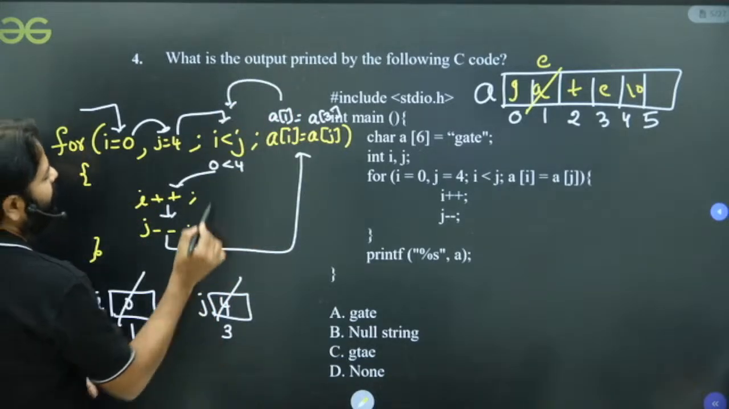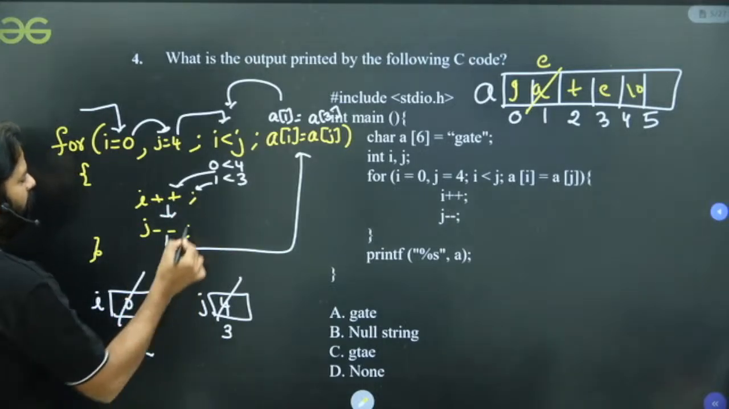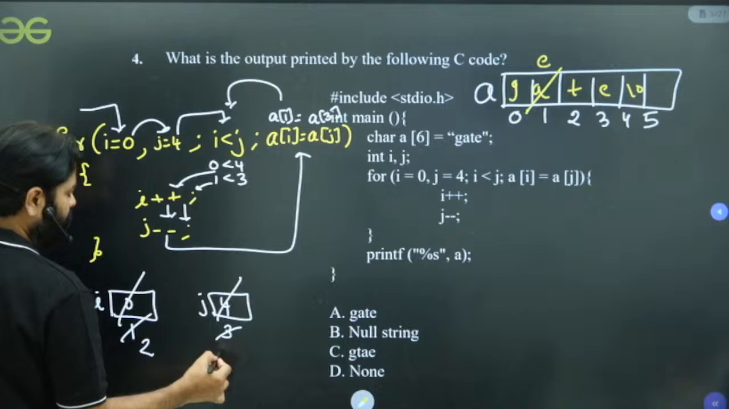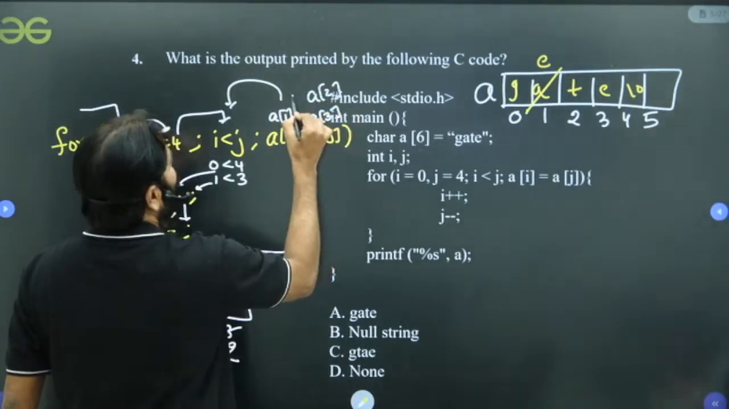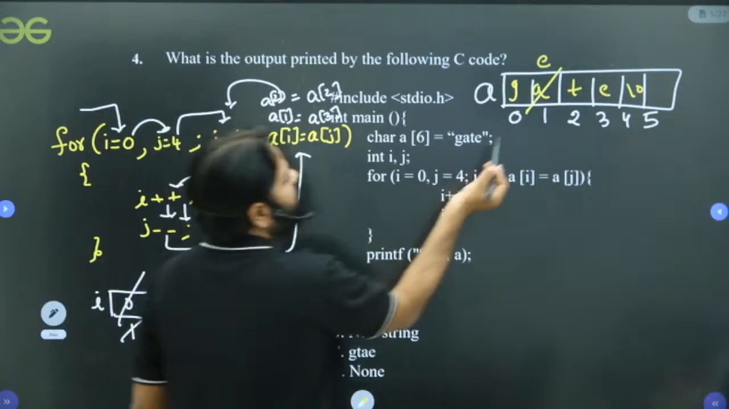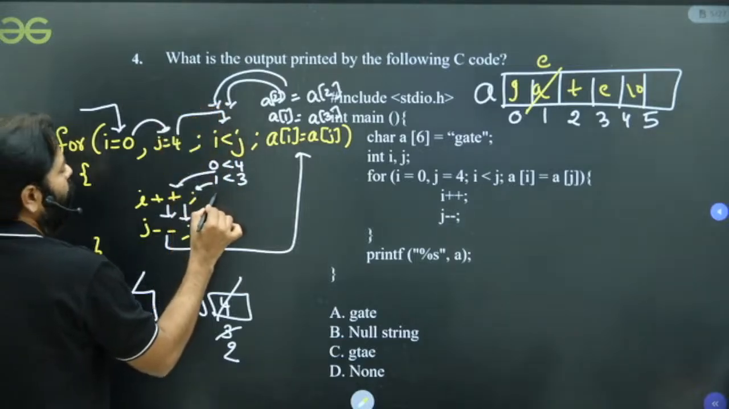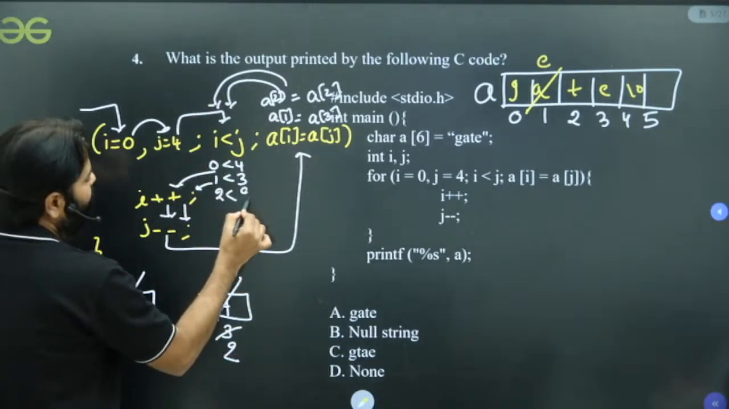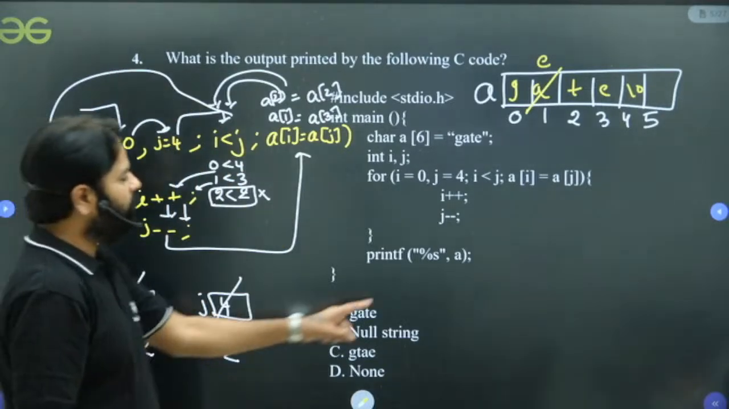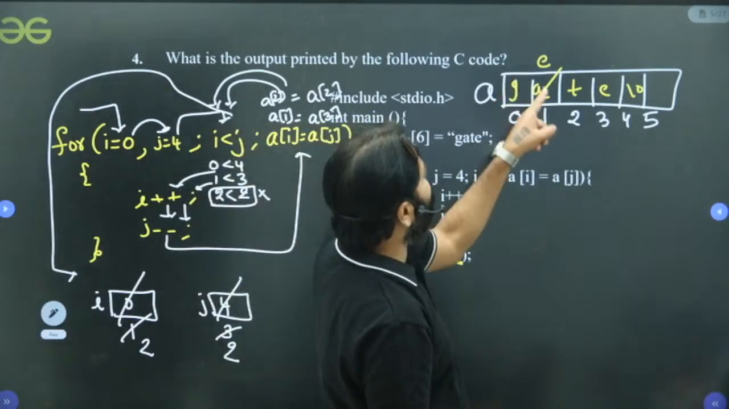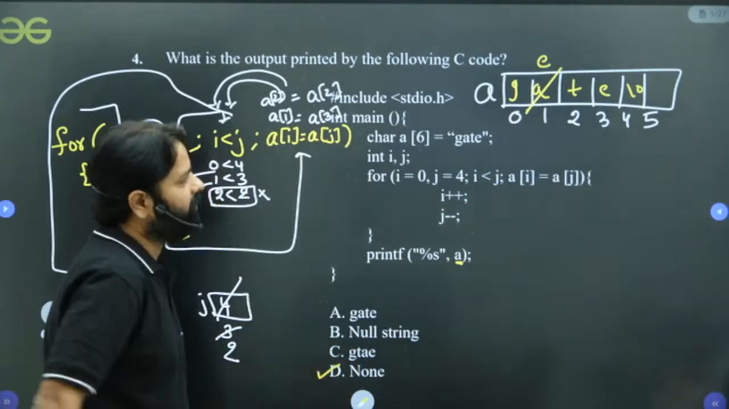Now 1 and 3, 1 is less than 3, so we'll enter again. I increment, that 1 become 2, decrement, that 3 become 2. Now we'll go here, A of 2, it is copied to A of 2. That means nothing happens. It is here only, no change, and will come again here. Now 2 less than 2, because both are 2, will fail now. Because of this, you will come out from here. When you come out, if you print A, it will print CED. Do you have such option? No. So you will go to none of this.